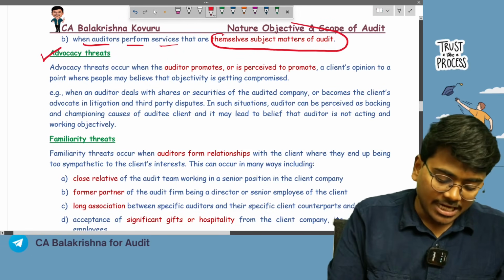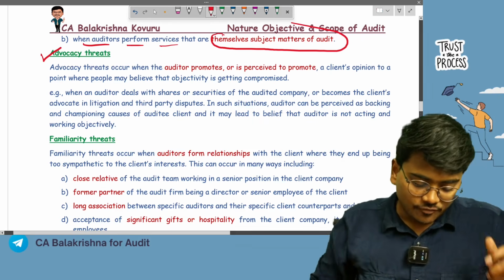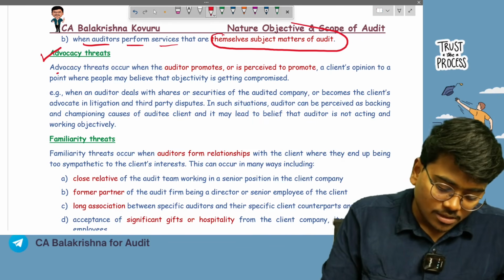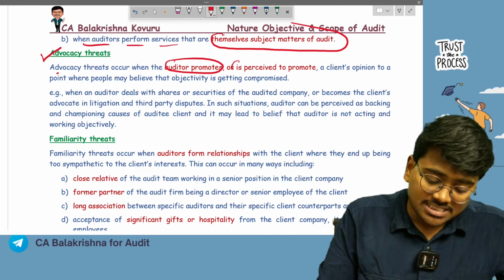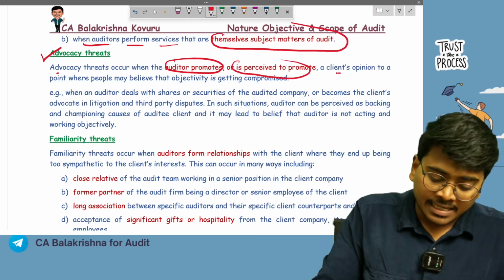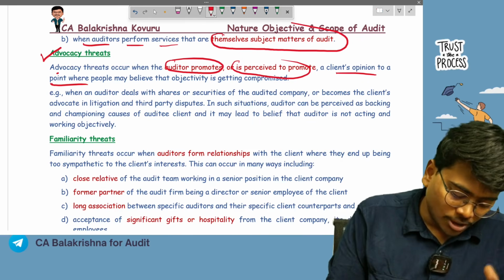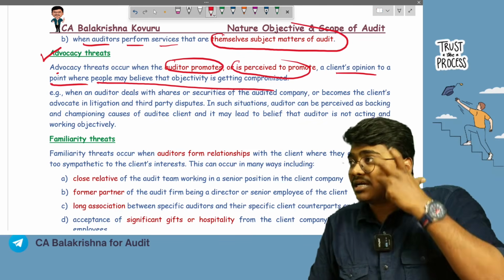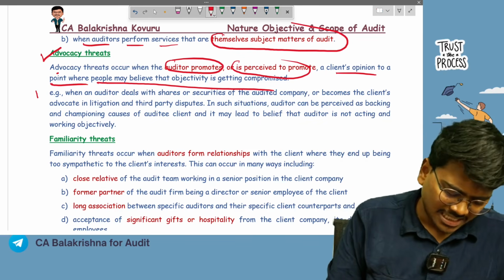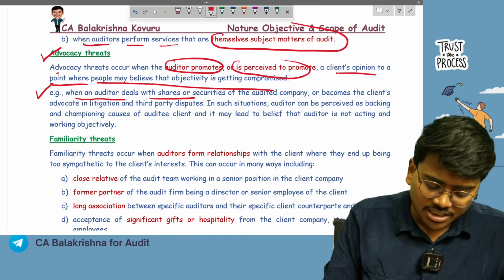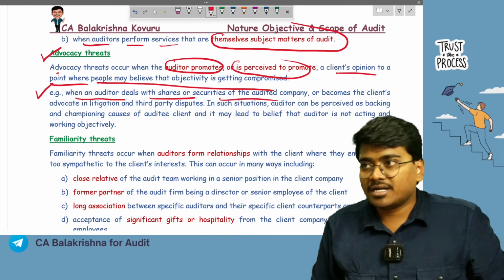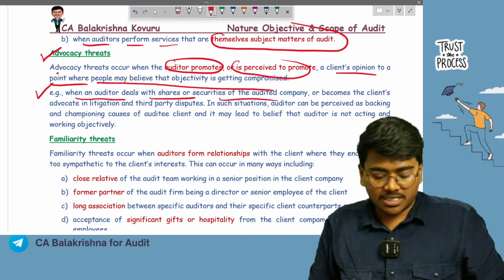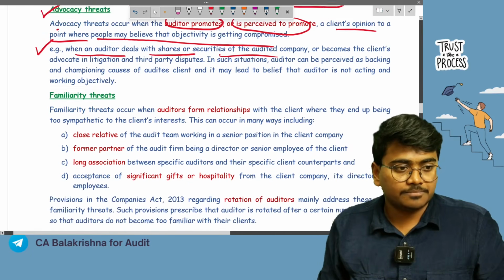Next, advocacy threat. In case of advocacy threat, the auditor promotes or is perceived to promote a client's opinion to a point where people may believe that objectivity is getting compromised. Example, when the auditor deals with shares or securities of the audited company. I have told you this example, right? The same example I have given here.